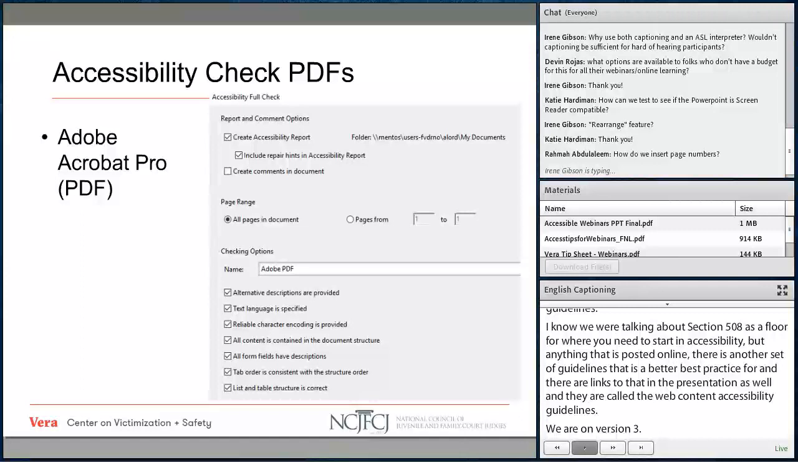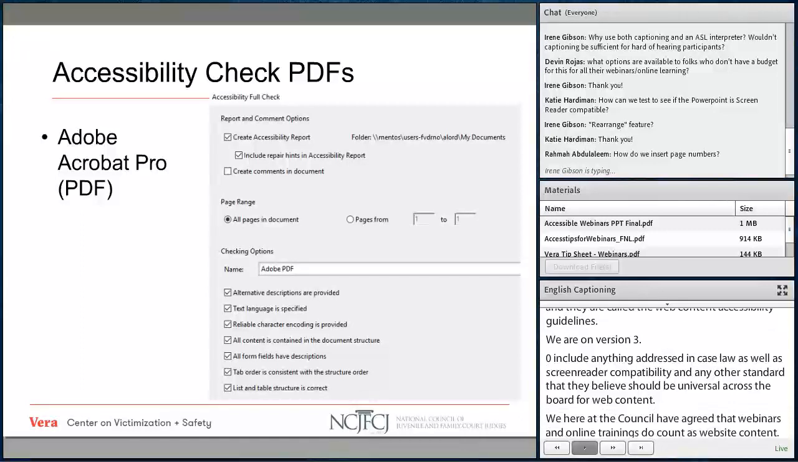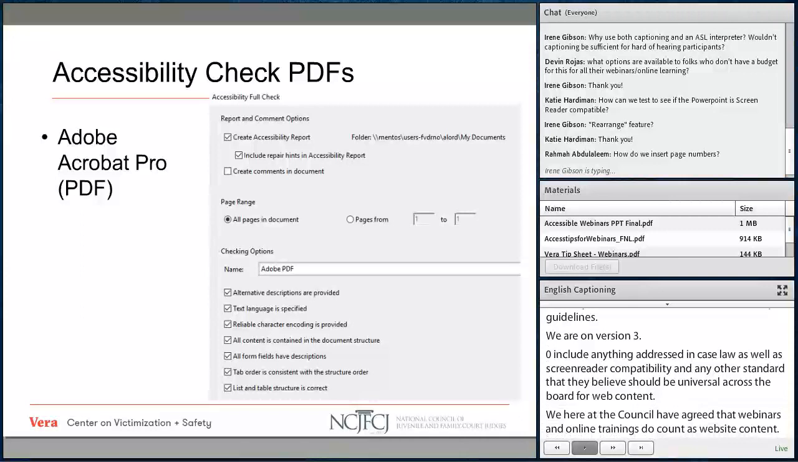We here at the Council have agreed that webinars and online trainings do count as website content because one, it is an online feature training, and then two, everything that we do is eventually posted on our website. So it is better to just start planning for accessibility from the start.